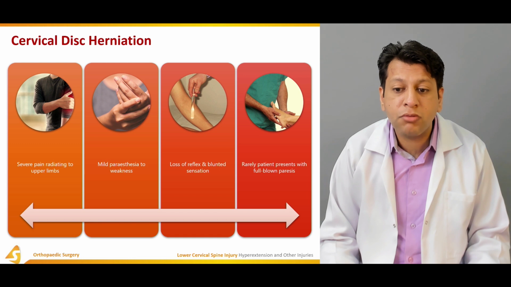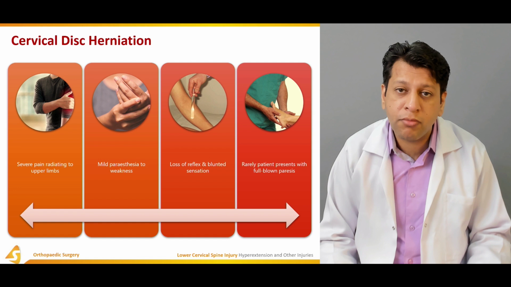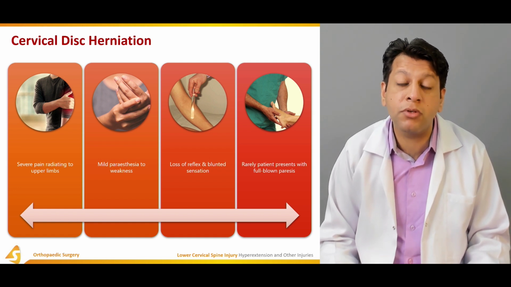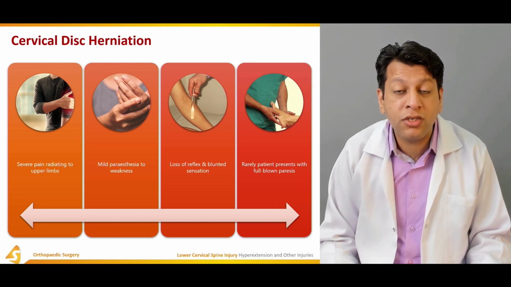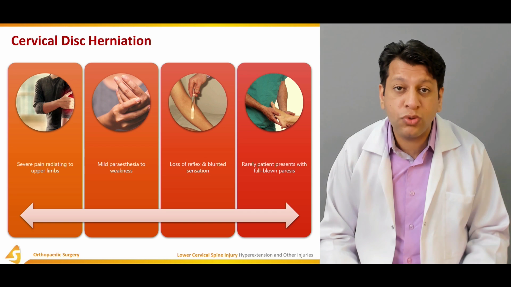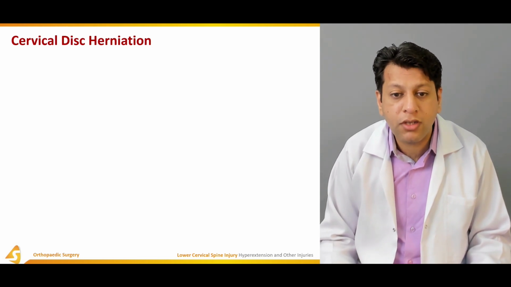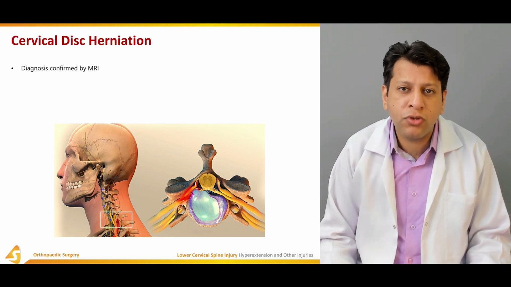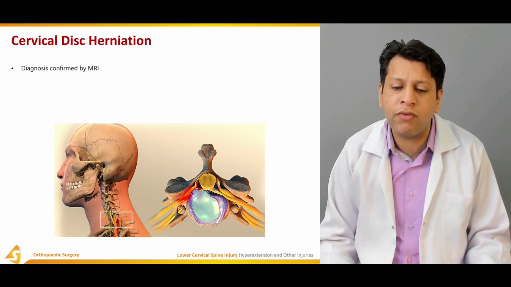Rarely the patient presents with a full-blown picture, and sometimes there may be associated sympathetic or parasympathetic involvement as well; usually sympathetic involvement leads to Horner syndrome. So all these symptoms have to be kept in mind as they may be associated with cervical disc herniation. The diagnosis is usually confirmed by MRI because X-rays usually appear normal. CT you don't need, because there's no associated fracture.